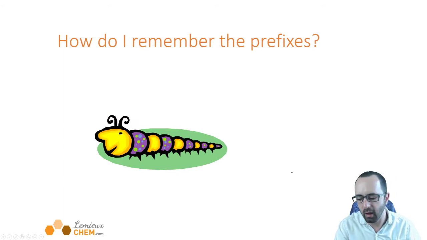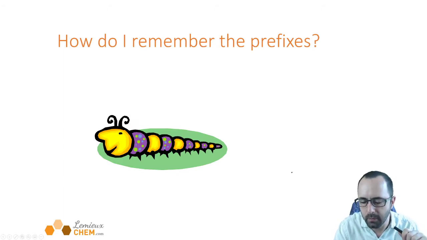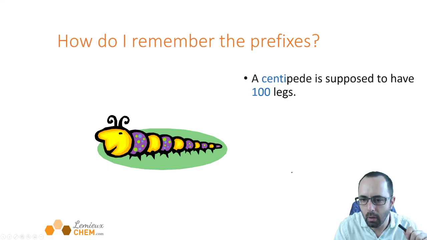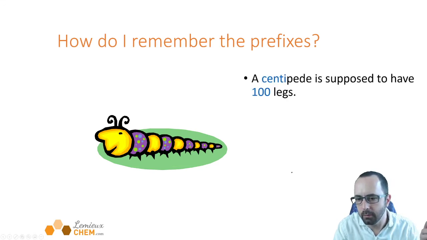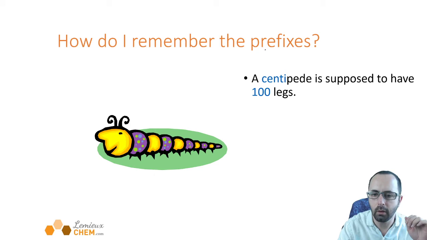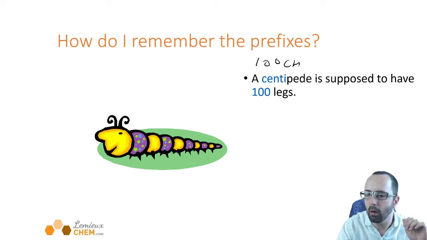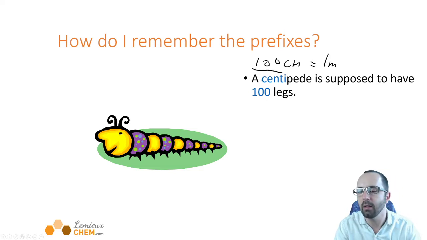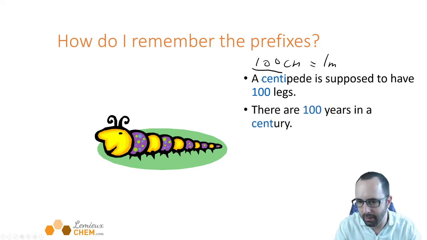So how am I going to memorize these? Because you will have to memorize them. To memorize them, think of centimeter. We said earlier that 100 centimeters are in 1 meter. So a way to remember that 100 is like a centipede, which supposedly has 100 legs. It usually has less. Or century, you think of 100 years. That's one way that you could memorize that there are 100 little centimeters in 1 meter.